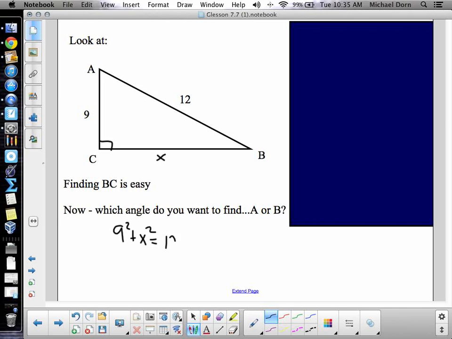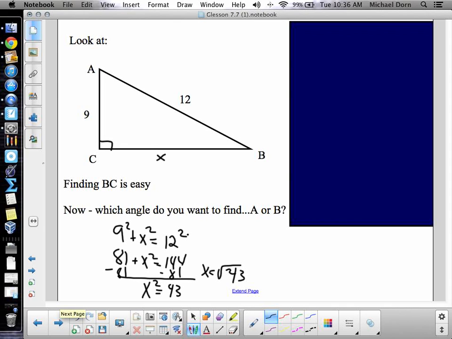And these are not terribly difficult numbers. Subtract the 81. So x squared is 43. So x is the square root of 43, which is not going to simplify, and that's fine. I've got all three sides, don't I? So I've got all three sides of that triangle. Now, I have to pick one angle to solve. Since I don't know either of those two acute angles, I need to choose one of them. It doesn't matter which one you choose. You just have to choose one.